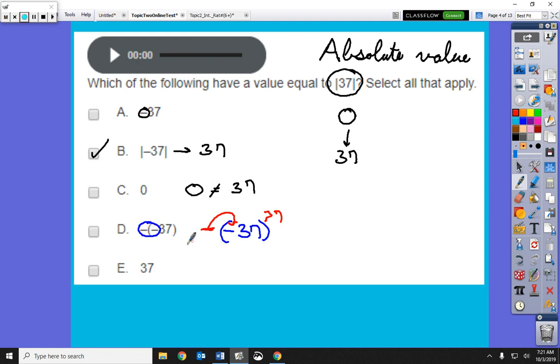$37. So really, when I see this double negative, that is somebody taking away your debt. So I am giving you $37. Because I give you $37, you now have 37. So this would be the absolute value of 37. It is 37, and yes, that does equal the same as 37. So those are my three answer choices. Again, key here, select all that apply.